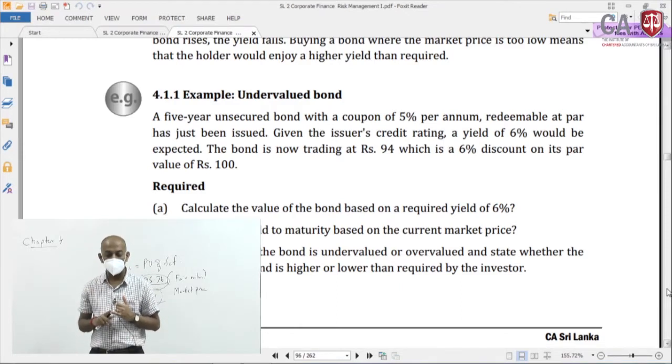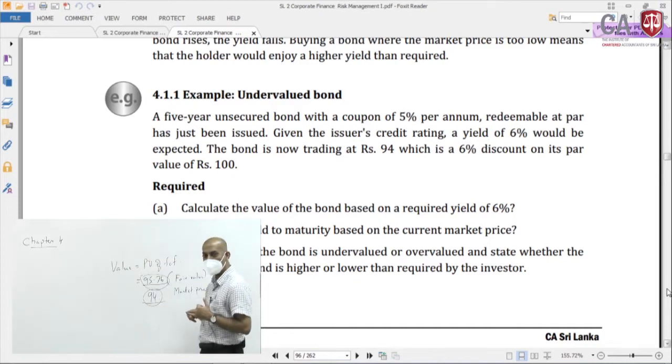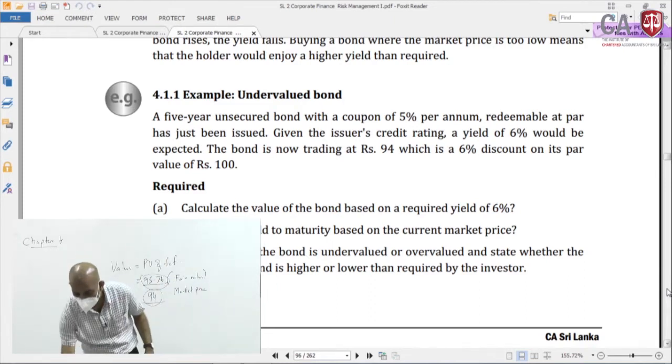Firstly, you have to answer whether the bond is undervalued or overvalued. We valued the bond based on the return requirement of the investor. The bond is worth 95.76. Based on the return requirement of the investor, it's worth 95.76. But the trading price, market price, is 94. Undervalued, overvalued?